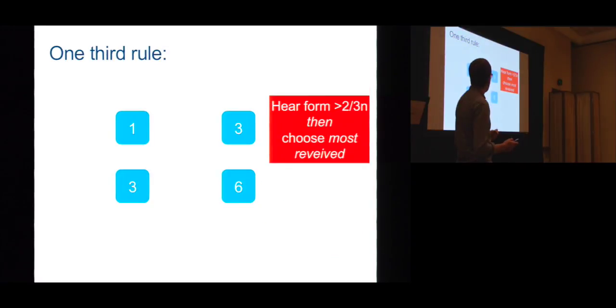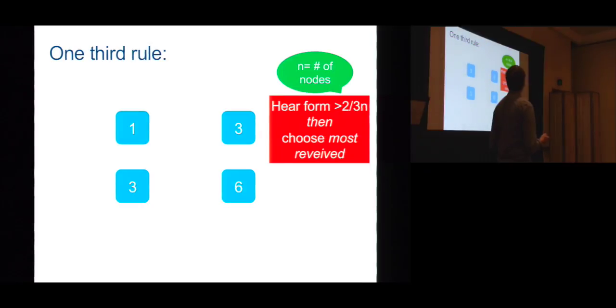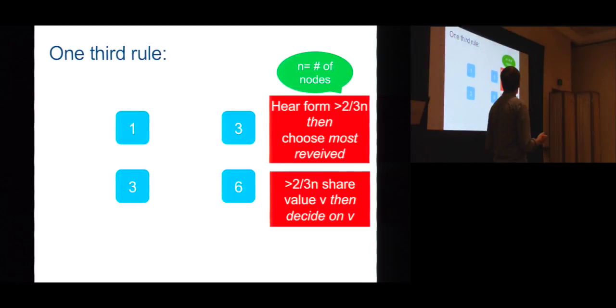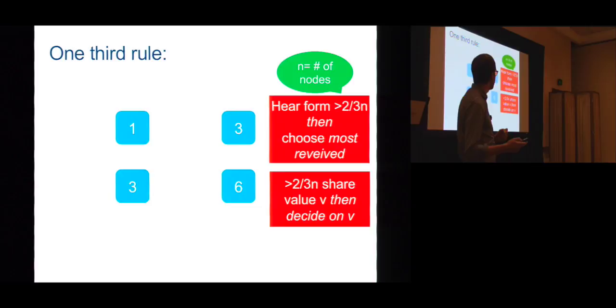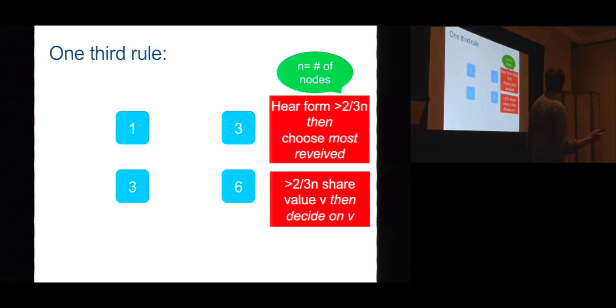Now, there are rules by which the nodes decide how to update their values. The first one is: if you receive more than 2/3 of the processes' values, then you choose the value that was received most often. The second rule by which they update their value is: if more than 2/3 of the nodes that you heard from share your value, then you decide on that value.